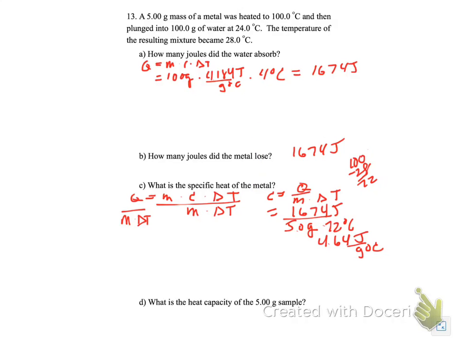And then the last question is, what is the heat capacity of a 5-gram sample? Well, if I take that 5 grams and multiply it times its specific heat capacity, my grams will cancel out here, and I end up with 23.2 joules per degree C. Alright, and that's going to do it.